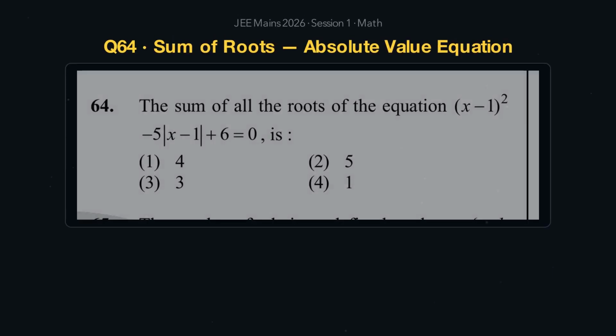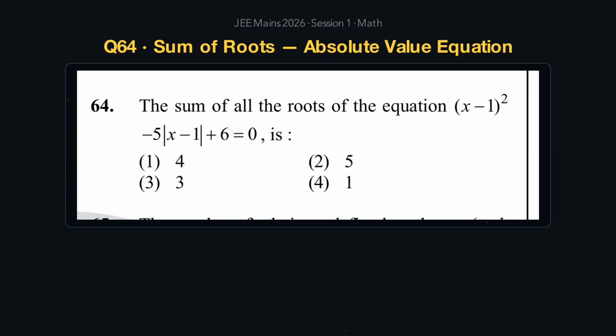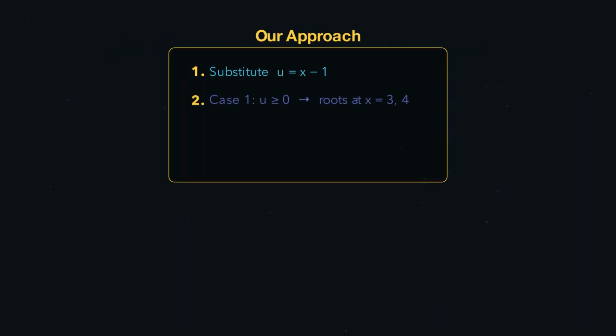An equation that looks like a simple quadratic, but it secretly has 4 roots. Let's find them all. Here's our approach. First, we'll substitute u equals x minus 1 to collapse both terms into a single variable. Then we'll split into 2 cases based on whether u is positive or negative. Each case gives 2 roots, and finally we sum all 4.